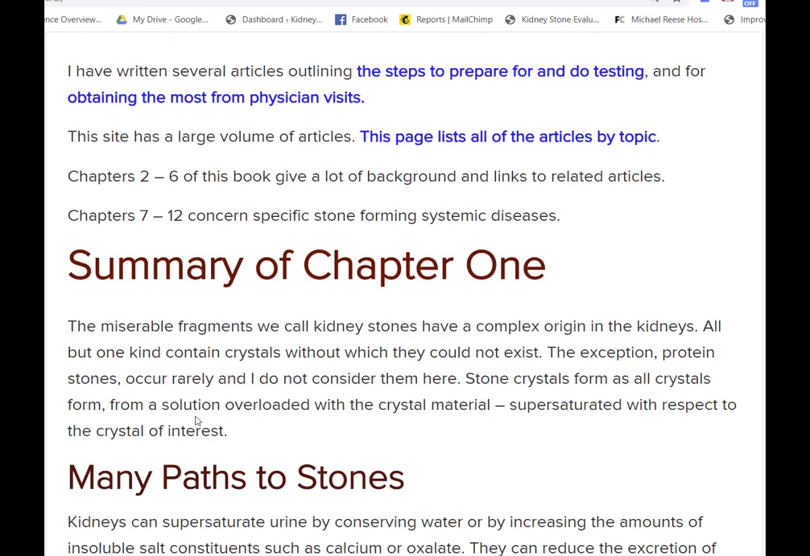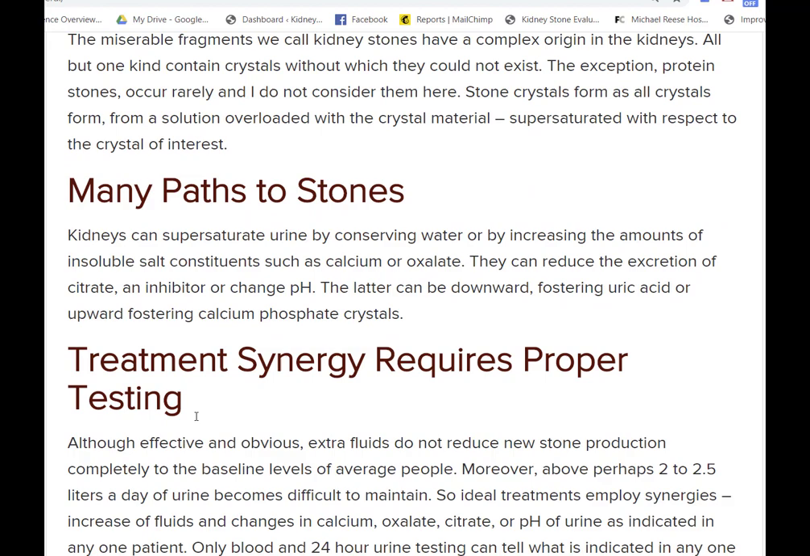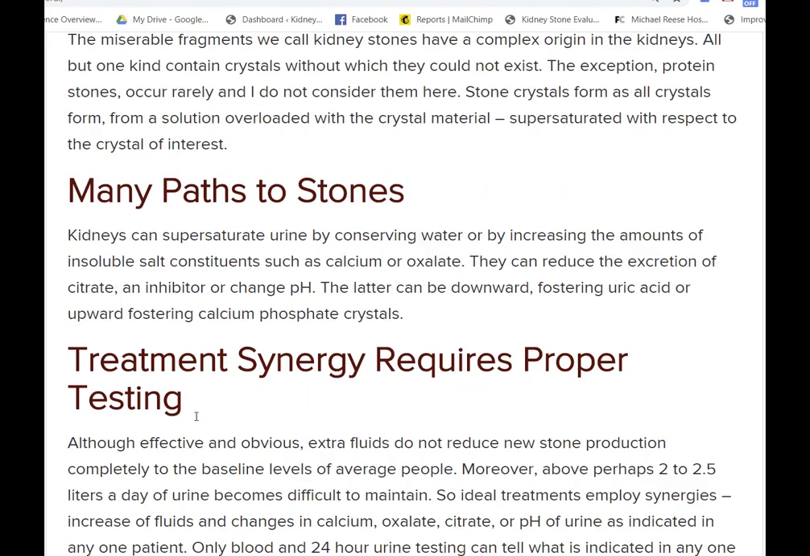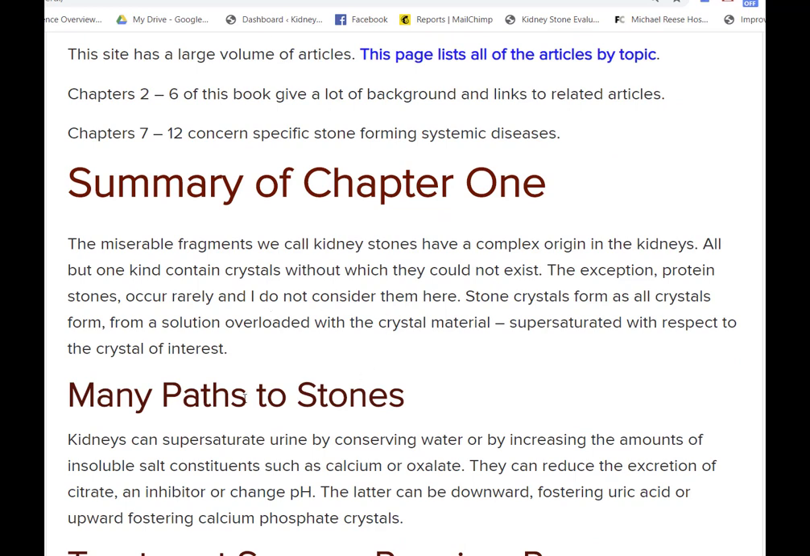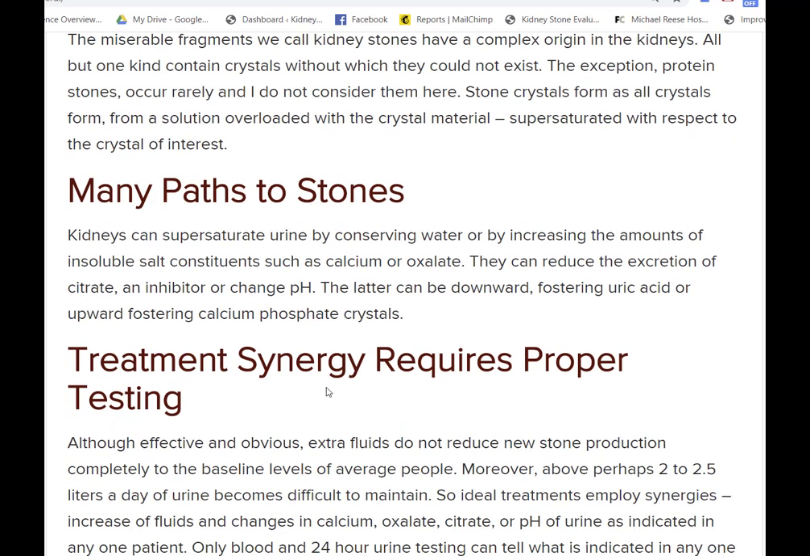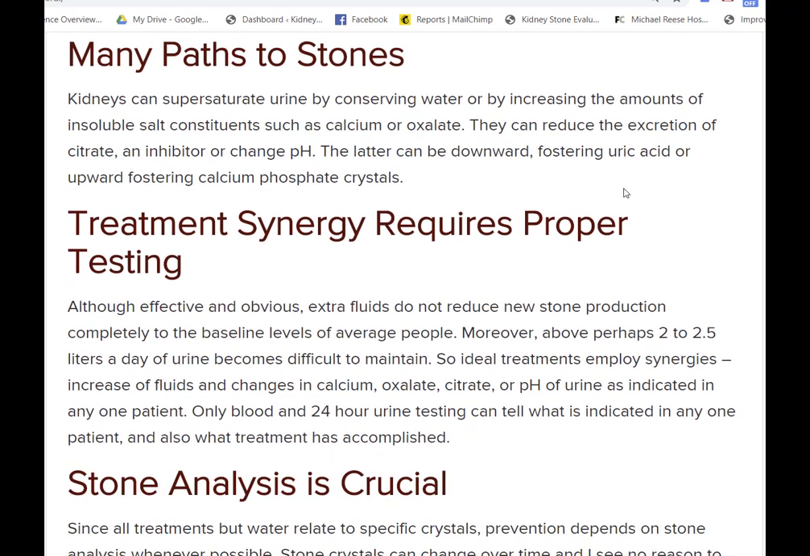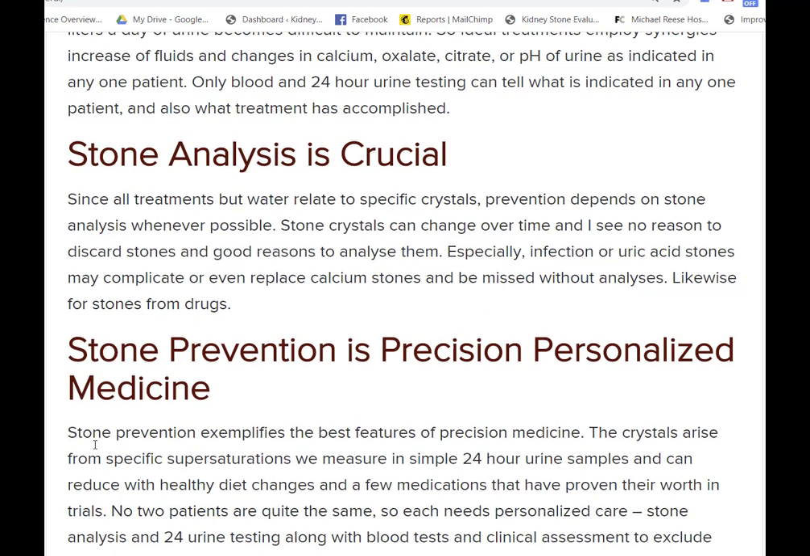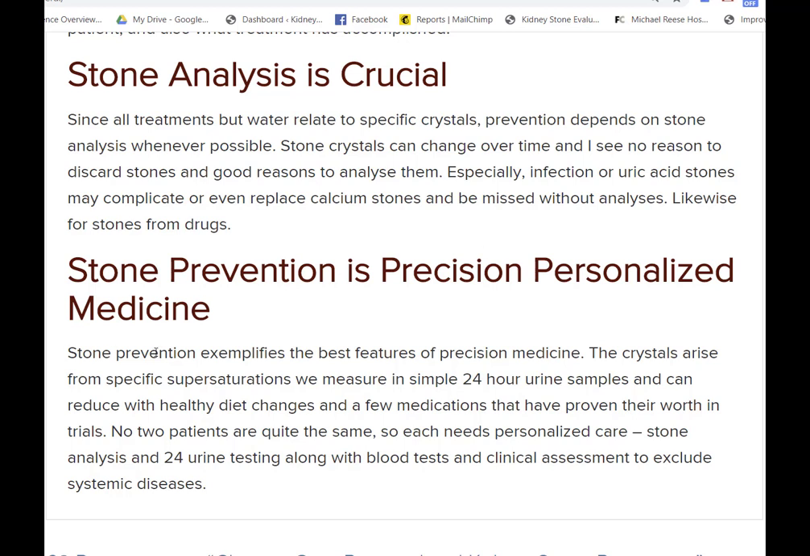So at this point, I should sum it up and say something wise, and I'm not so sure I'm up to it. Basically, there's a lot of ways to make stones. For treatment synergy, you want to know all the things that are wrong, and that means proper testing. Stone analysis is more than crucial. It's the center of everything. And then prevention is precise. Look to see what's wrong with you, get it fixed.